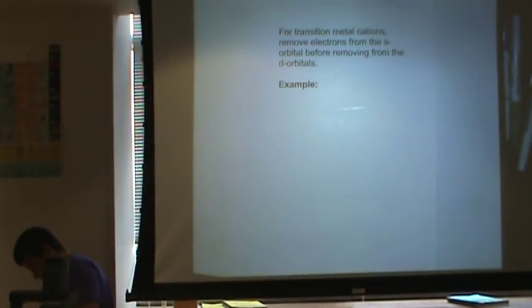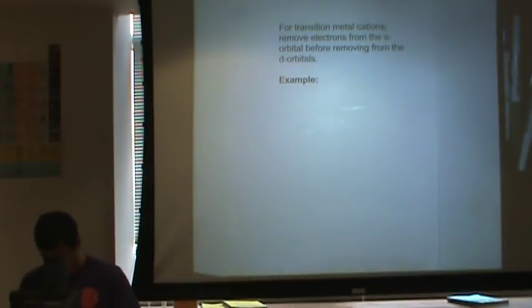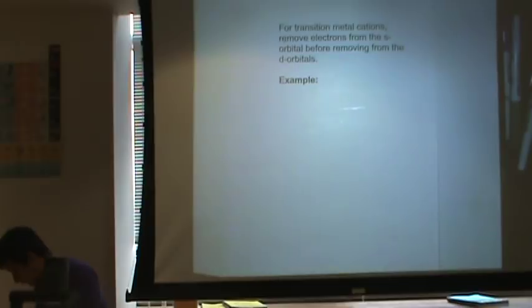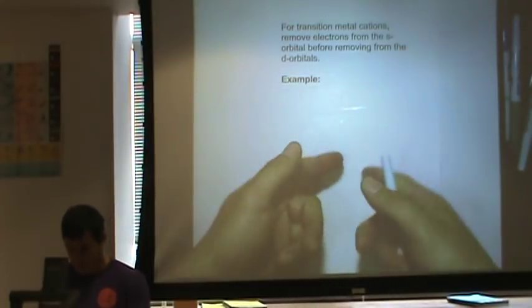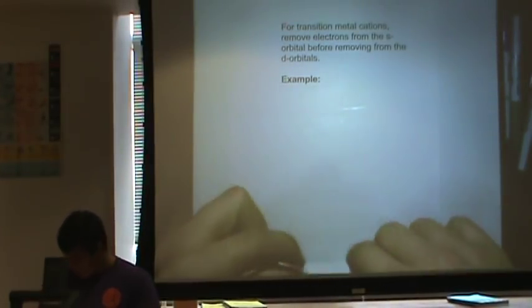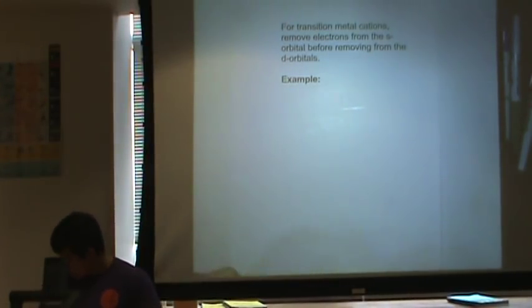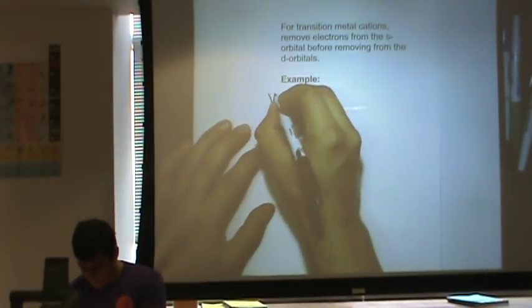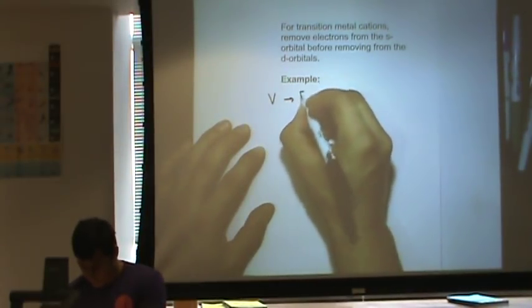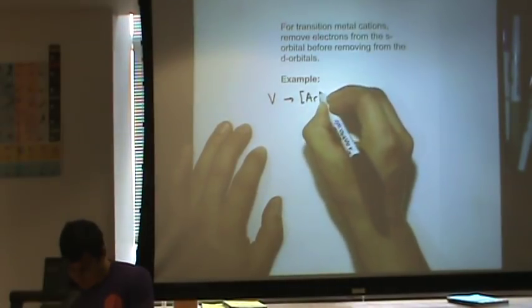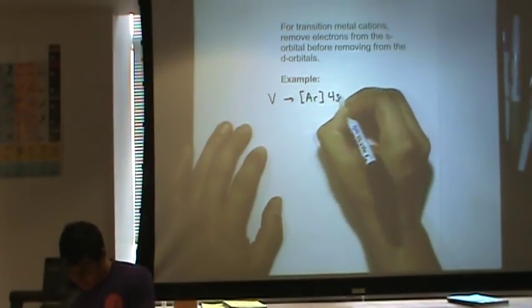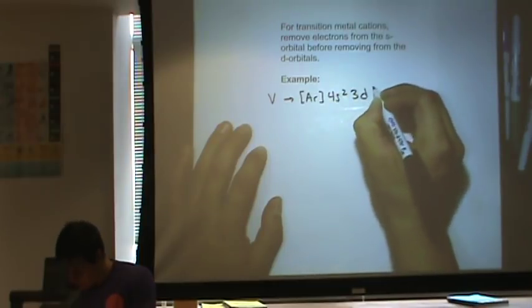Additionally, for transition metal cations, you remove electrons from the s orbital before removing from the d orbital. As you saw before, the s orbital was higher in energy than the d orbital. So let's do an example really quick, let's do vanadium. Vanadium's electron configuration is, again, argon 4s2 3d3.